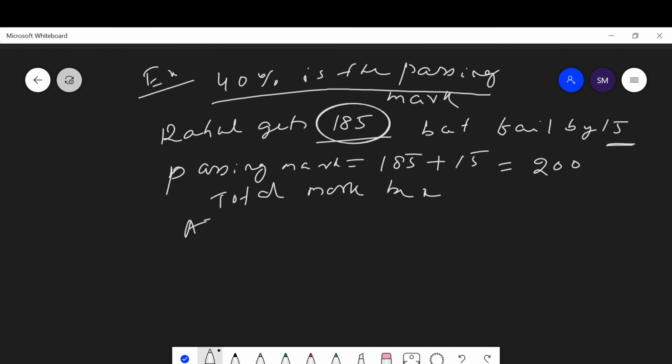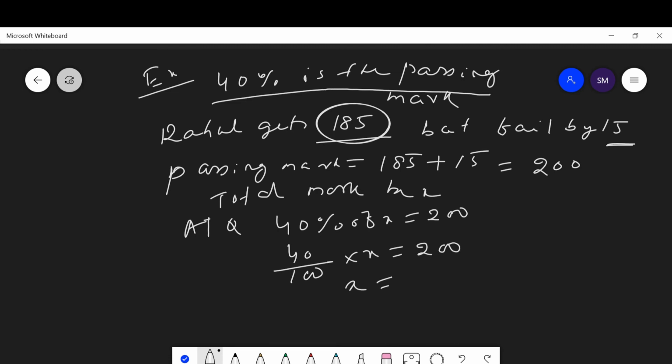The condition is that 40% of the total mark is the passing mark. According to the question, 40% of x is equal to 200, which is 40 upon 100 into x equal to 200, so x is equal to 200 into 100 upon 40. The 0 cancels, and 4 fives are 20, so the total mark is 500. You have to score 200 out of 500 to pass in the exam paper.